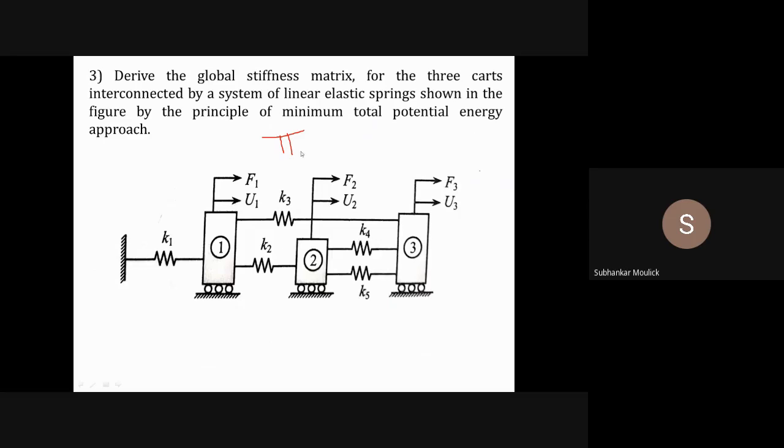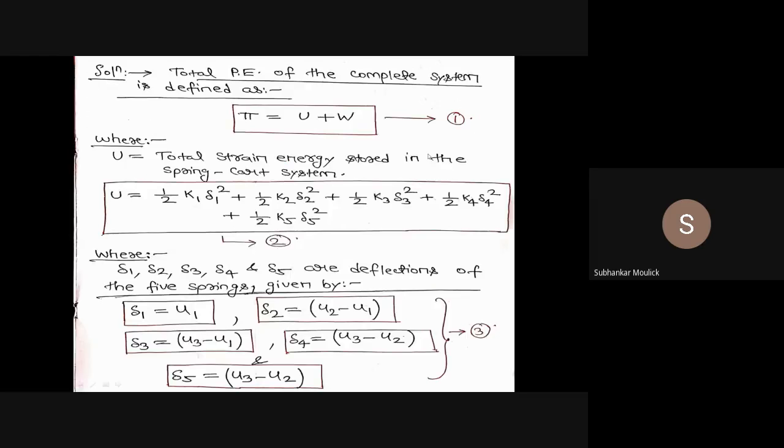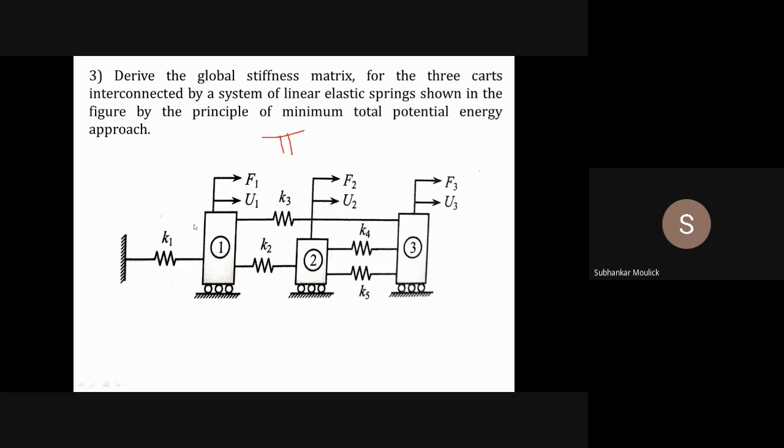Since I have to minimize the total potential energy, what do I need to do? I need to partially differentiate this potential energy expression with respect to the displacements, because throughout the problem u1, u2 and u3 are changing due to the application of nodal forces F1, F2 and F3. First, del Pi by del u1 equal to 0 gives one equation. Second, del Pi by del u2 equal to 0 gives another equation. Third, del Pi by del u3 equal to 0 gives the third equation. Then we write those three equations in matrix form, and we get our global stiffness matrix.